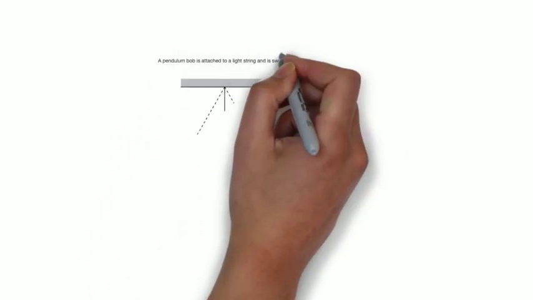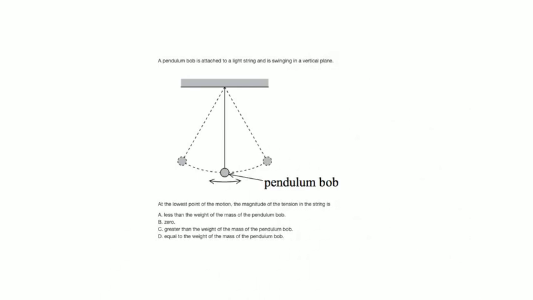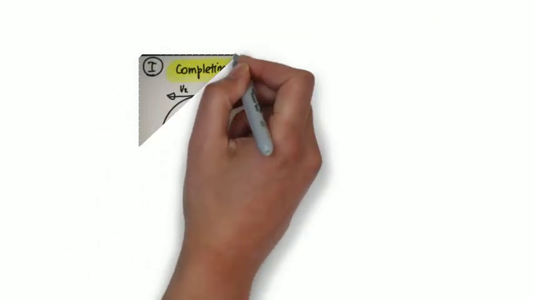Now let's try to do a question. They ask what the tension is at this bottom point. Maybe the picture is not very clear, but they ask if the tension is mg, or bigger, or lower. Of course it is bigger than mg because it is moving in a circular path.